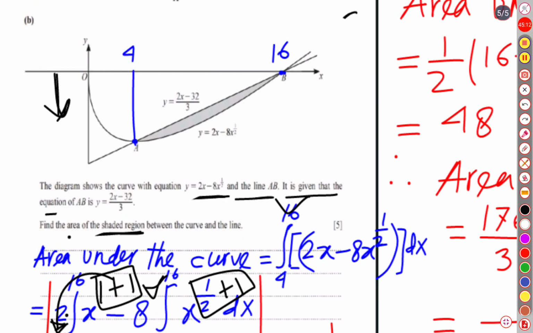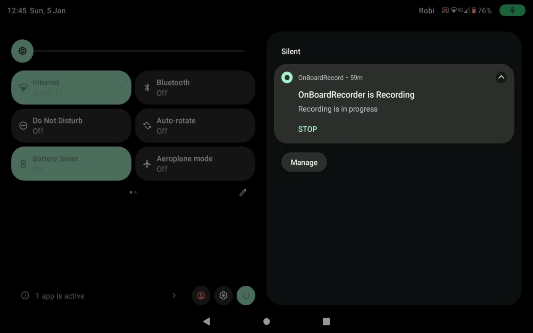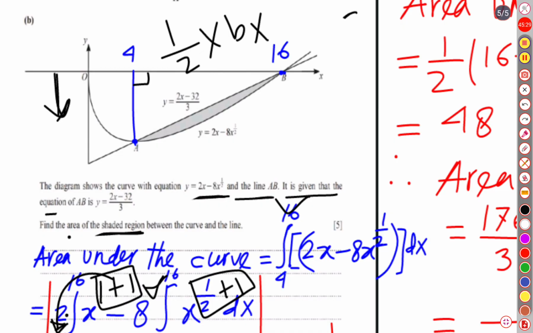Well, how can we find the area of this triangle? The area of a triangle, we know, is half into base into height. It is a 90-degree angle, this is actually a straight vertical line. So how much is our base here? The base starts from here. Look, this portion is our base, isn't it? It starts from 4 to 16, which means it's 12. The base is 12, and the height is this length.